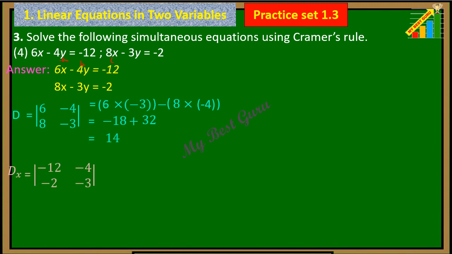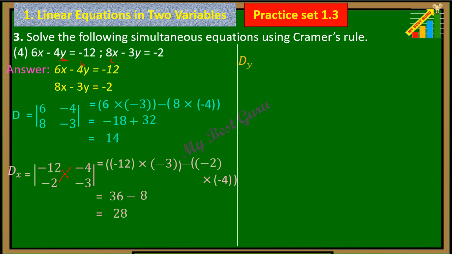Now Dx. For Dx we are taking C and B. So for C the numbers are minus 12 and minus 2. For B it is minus 4 and minus 3. So find out the value of the determinant. We have to cross multiply that. So minus 12 multiply with minus 3 minus 2 multiply with minus 4. So it is equal to minus 12 multiply with minus 3 is 36 minus 2 multiply with minus 4 is 8. So 36 minus 8 is 28.